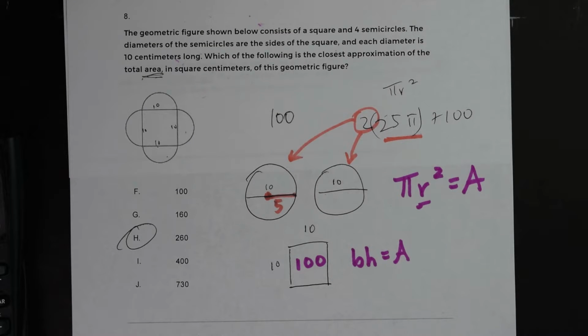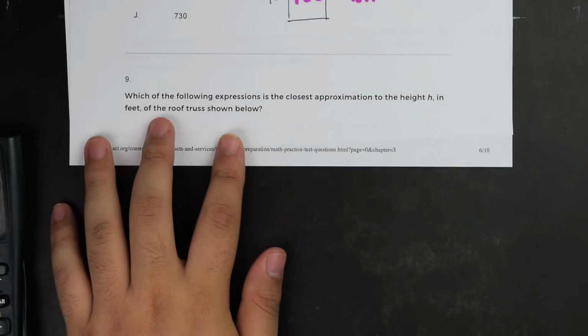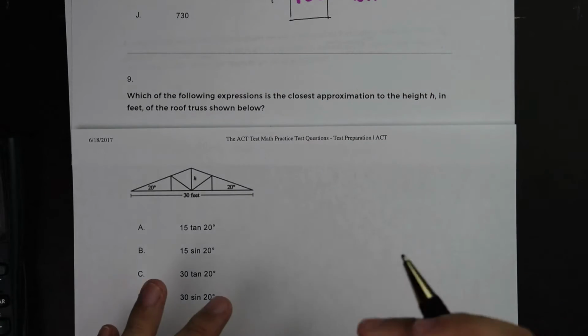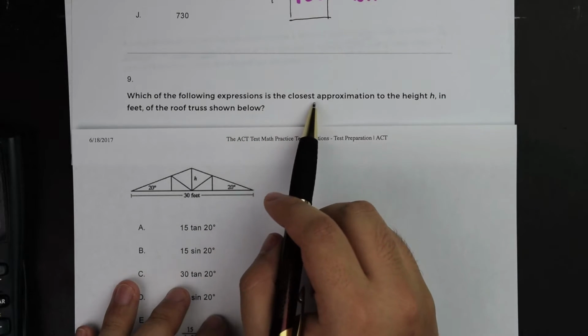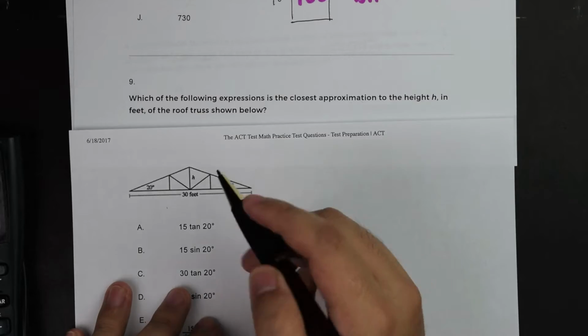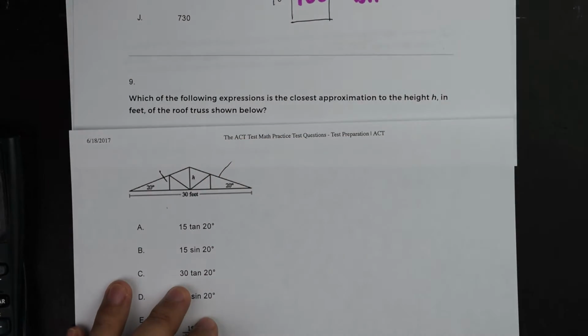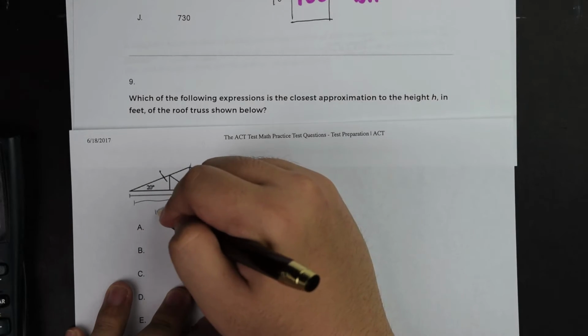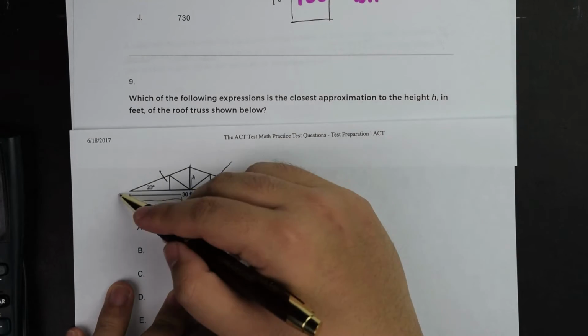That concludes my explanation for number 8. To continue on to number 9, I'm going to go ahead and set that up right here. Okay, so number 9: which finds the close approximation to the height of the shown triangle? Okay, so I just need one side of this. So this part will be 15. Opposite, adjacent. Okay.